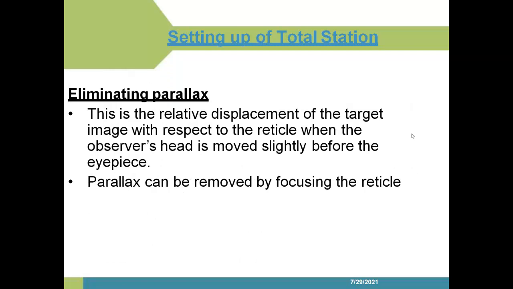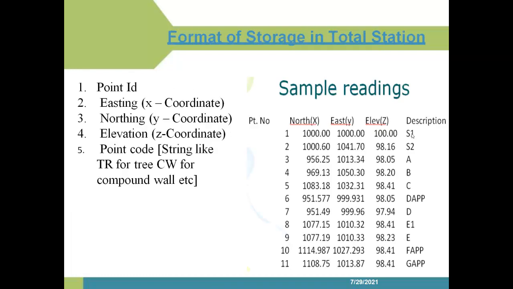And next one is eliminating parallax. Eliminating parallax is also done by focusing the rectangle values only. After that, the format of storage. When we get a number of points, around 20,000 points can be stored, and the values stored mean x is the north, y is the east and z is the elevation. That information will be stored, and the description is our representation only.